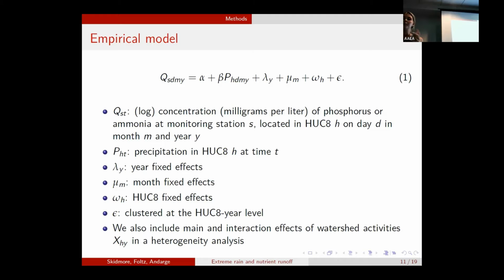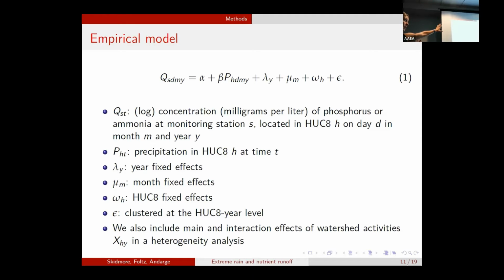Our treatment is precipitation in the HUC 8. We also have this daily precipitation, so we can match the precipitation on the day of the water quality reading. We include year fixed effects to control for any phenomena that are happening across the state in the year. We have month fixed effects that are taking into account that we see pretty significant seasonal variation in water quality. Again, especially related to that, we see really high nutrient concentrations in the spring on average with snow melt and things like that. We have HUC 8 fixed effects, and then we cluster standard errors at the HUC 8 year level.